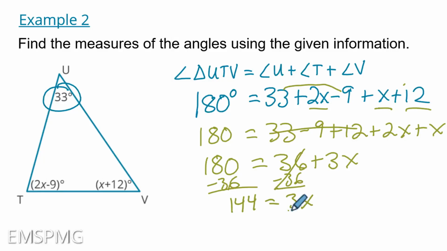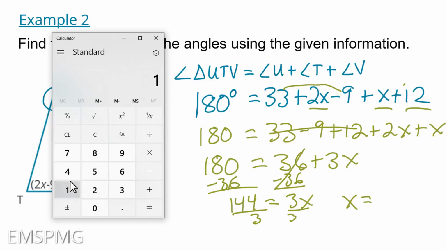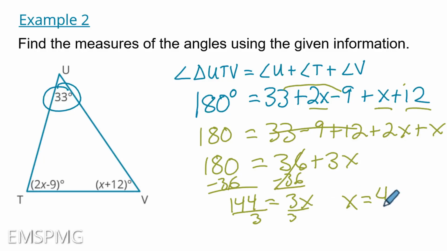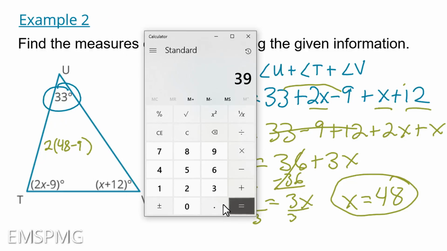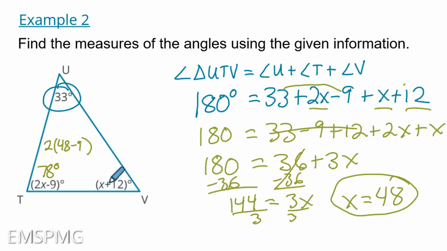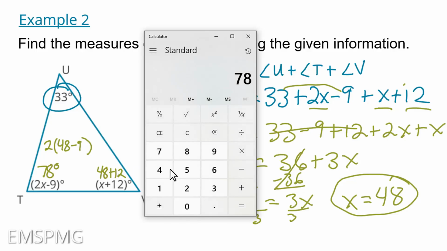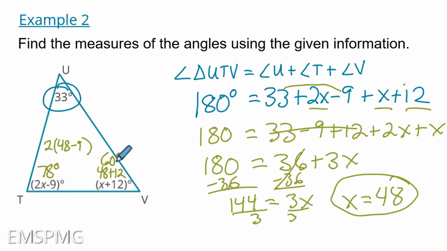Last step here, you know what to do. Divide by 3. And so we get x equals 48. Okay? So we know x equals 48. So to solve for T, you would do 2 times 48 minus 9. 48 minus 9 equals 39, and then times 2 equals 78. So this is 78 degrees. And then we know that x equals 48, so let's substitute it in here for x. So 48 plus 12, so this is 60 degrees here. So then we solved for all the angles.